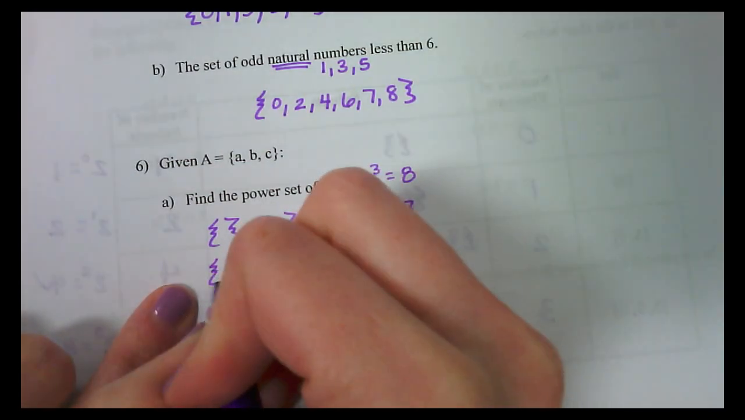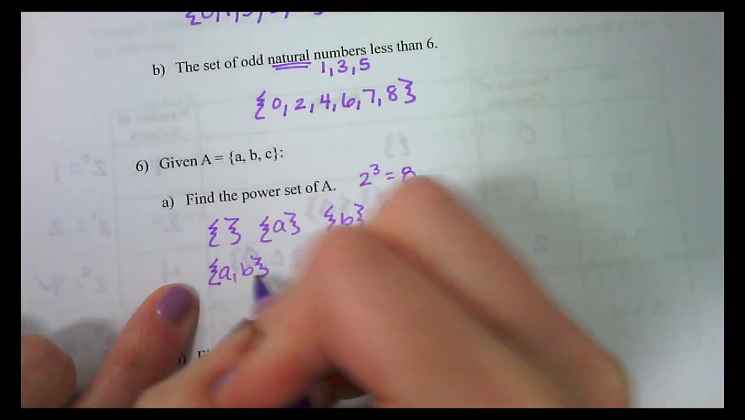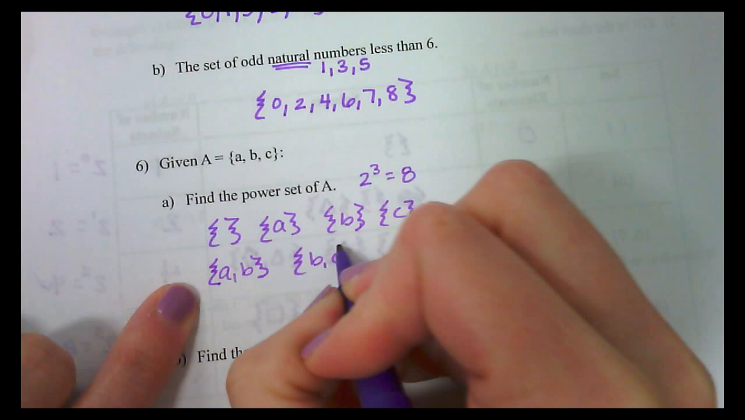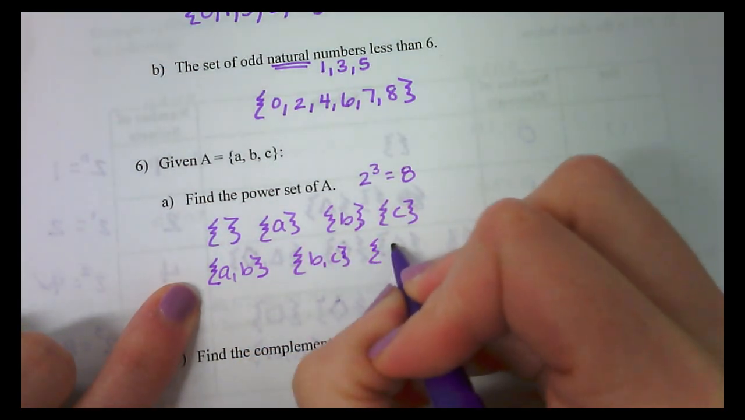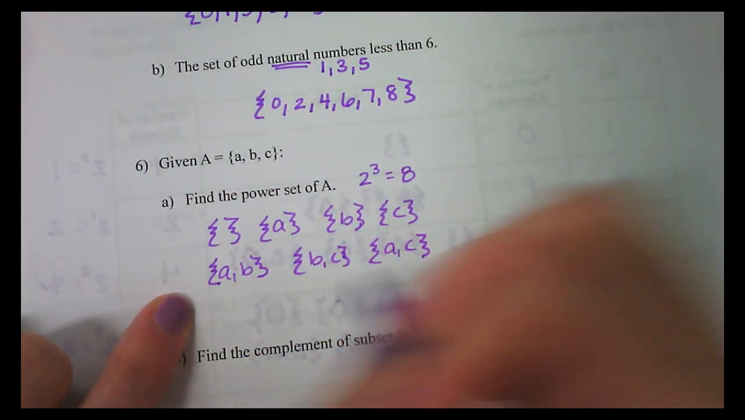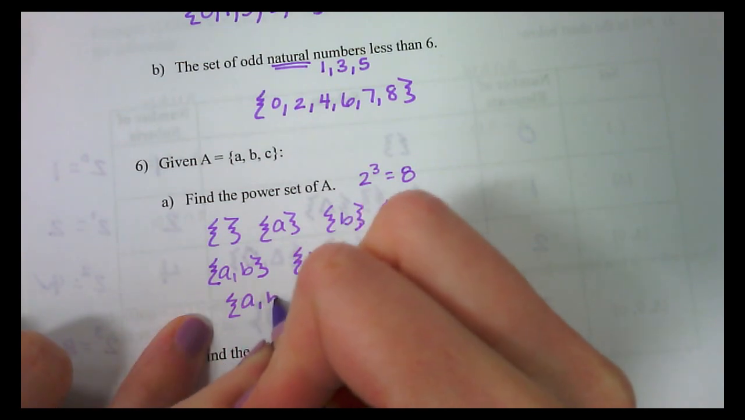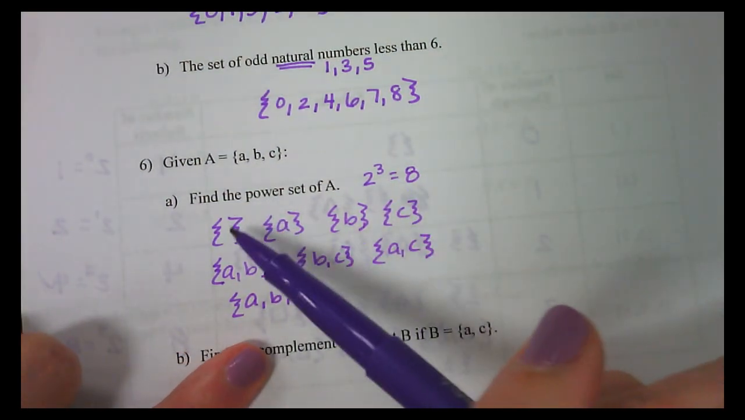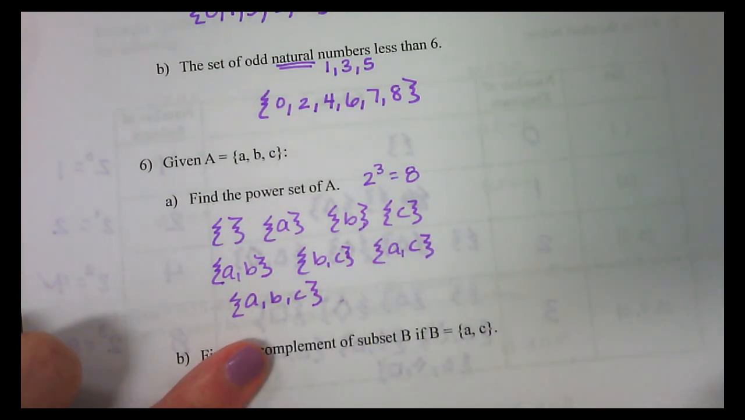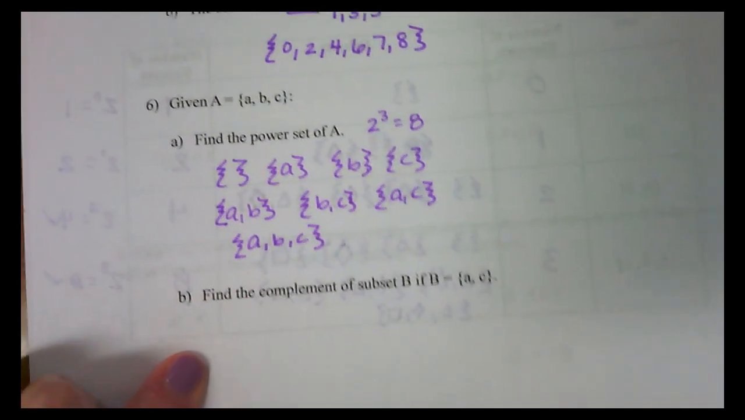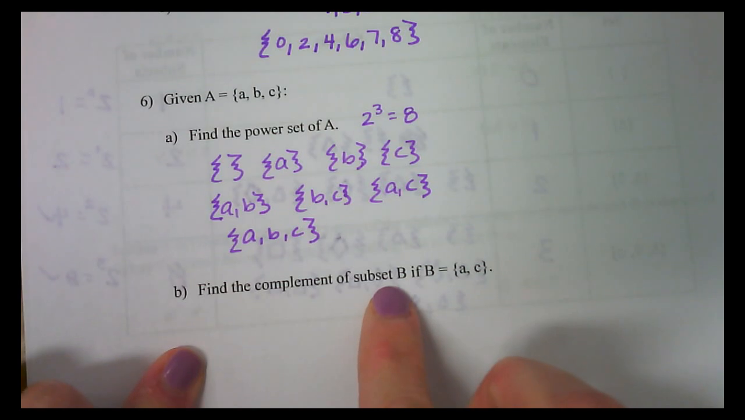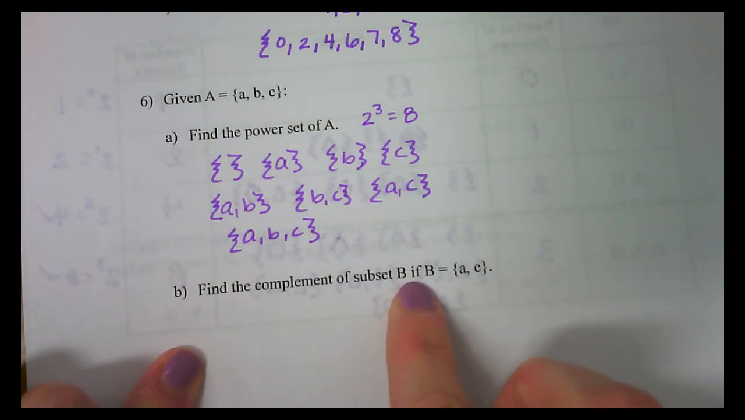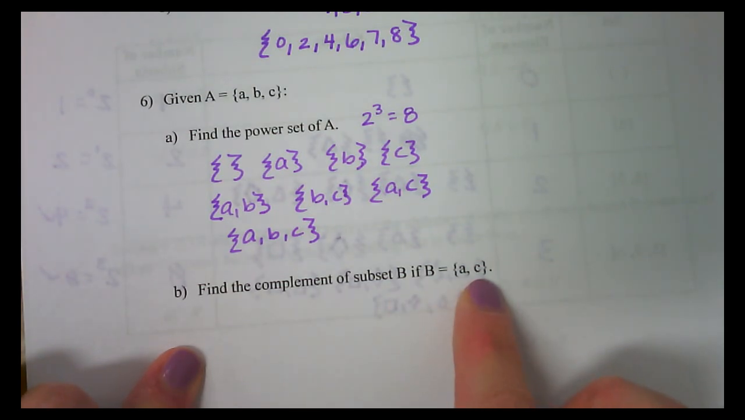Okay, then look for your pairs. So we could have A and B, we could have B and C, and we could have A and C. And then always the set itself is its own subset. So A, B, C. So did I get them all? 1, 2, 3, 4, 5, 6, 7, 8. I got them all.